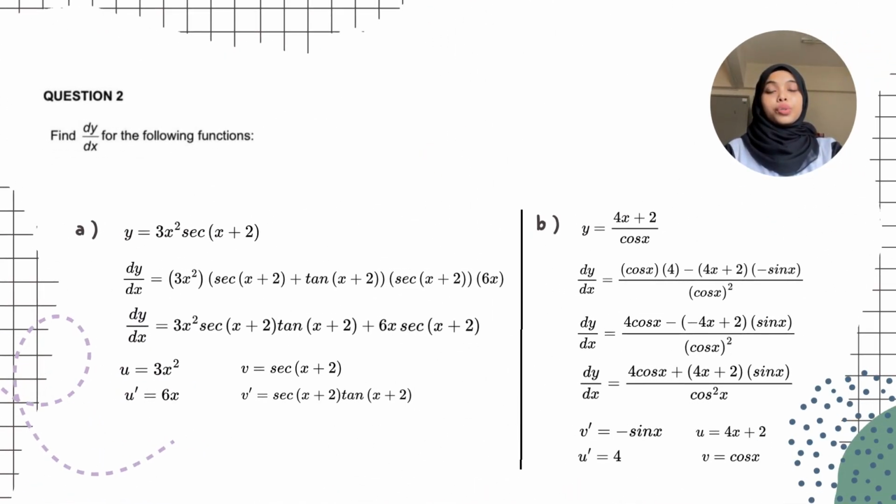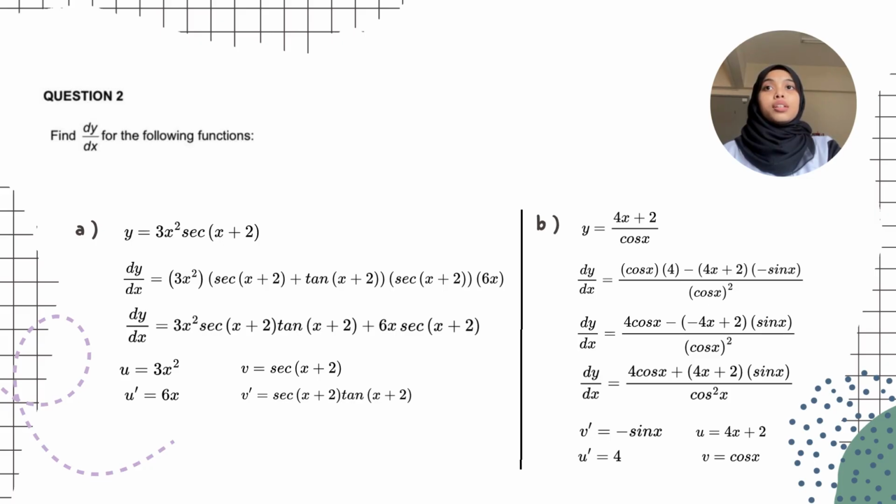So for question 2a, the equation is y equals 3x squared (sec x plus 2). As we can see, this is the product of two functions: 3x squared and sec x plus 2. So we're going to use the product rule. Then we assign the parts. u equals 3x squared, while u prime equals 6x. For v equals sec x plus 2, v prime equals sec x tan x plus 2. So we apply the formula until we get the final answer.